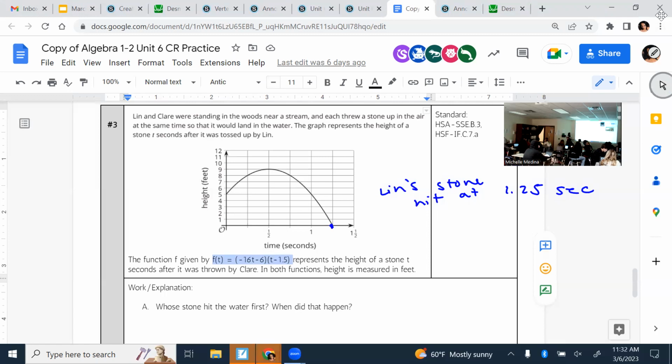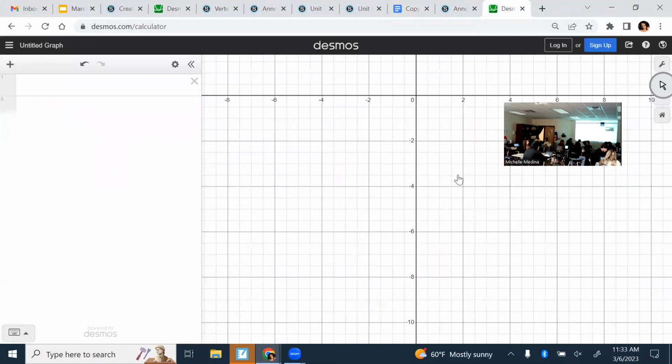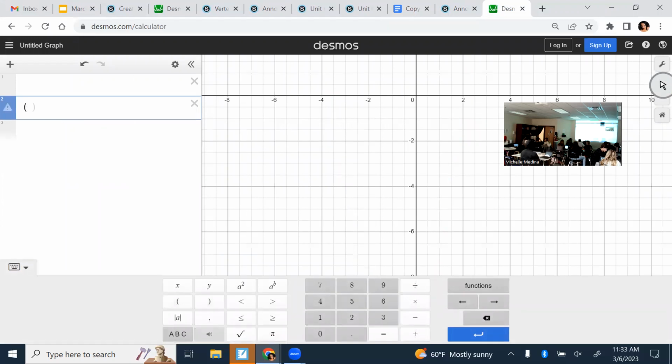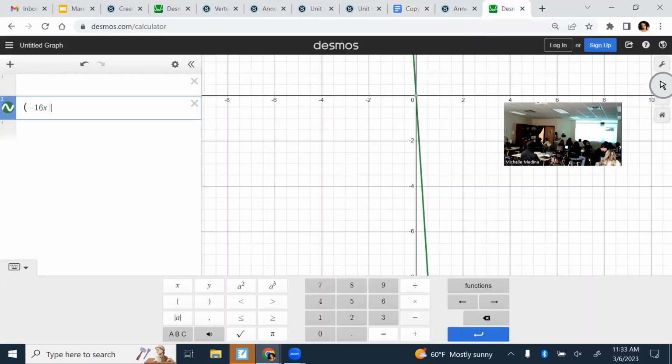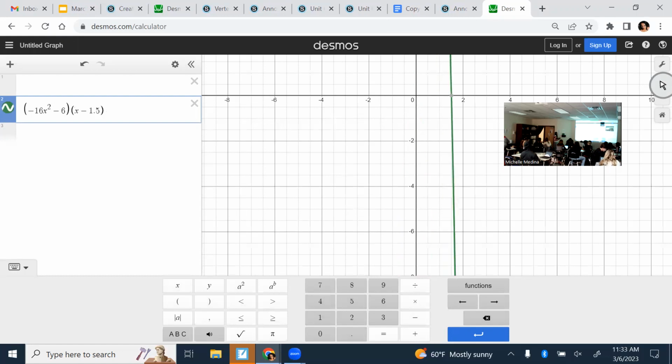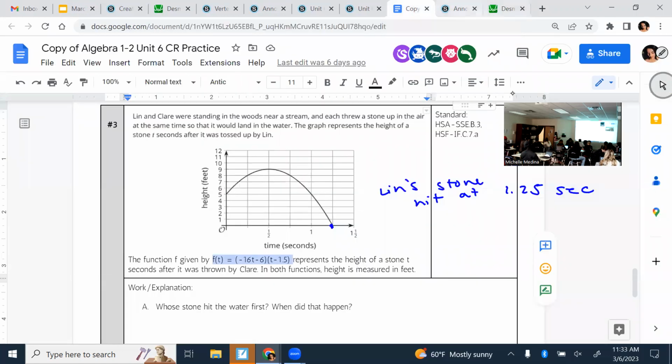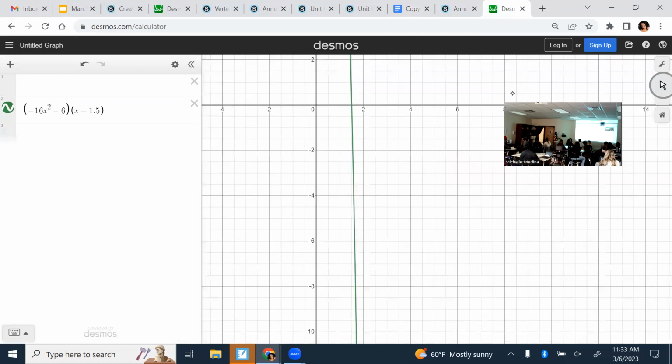And then for Claire, I think it'd probably be easiest to graph hers, since they didn't provide you the graph, and you can do it in the factored form. And then look on that x-axis and compare. So let's see. It was negative 16x, so I'm going to put x, not t. Minus 6, close parentheses. Minus 6, and then x minus 1.5, right? Yeah. Okay. So then look on this x-axis.